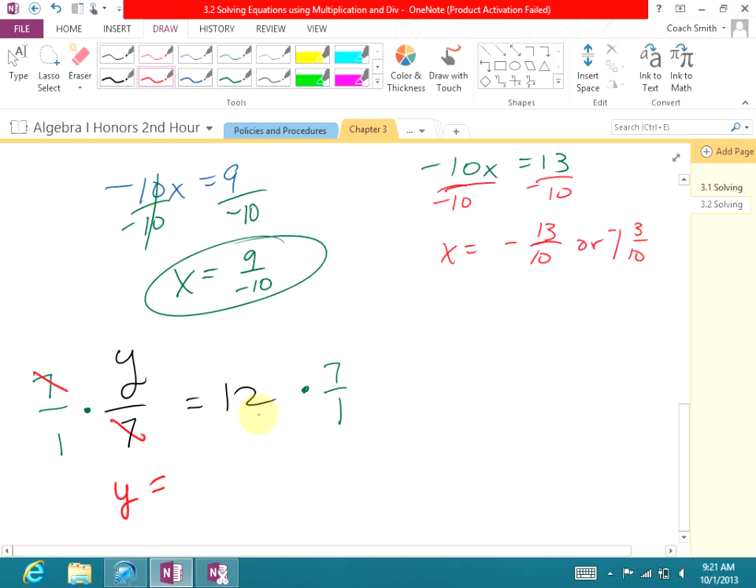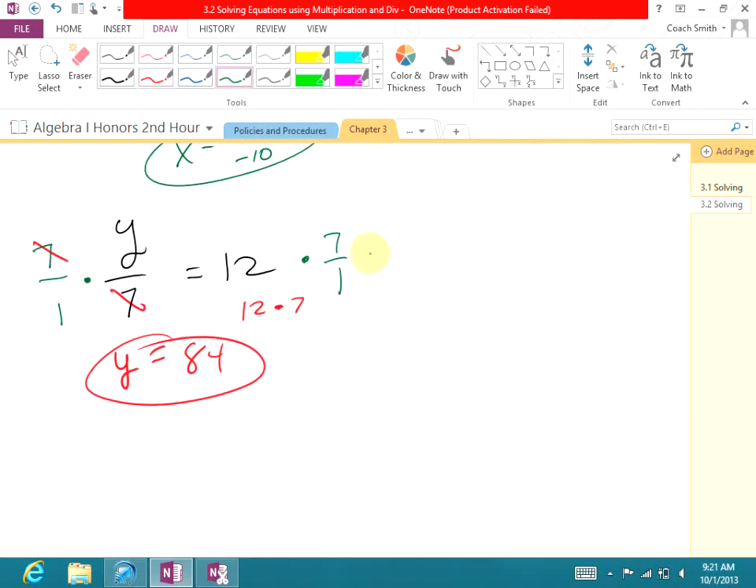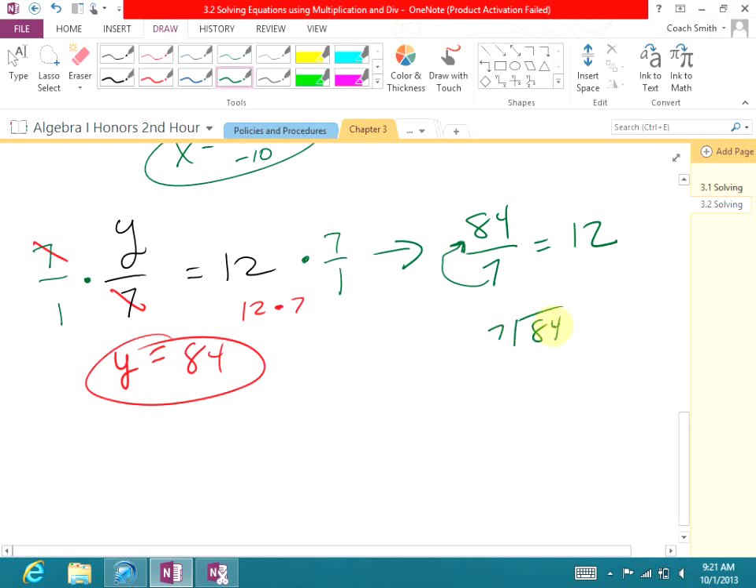So that just basically leaves me then with 12 times 7, which is 84. Okay? And so what they've basically said is this. They're saying that if I take 84 and divide it by 7, that will equal 12. Okay? Well, when we divide 7 into 84, it does equal 12, and so 12 is equal to 12, so that is correct.